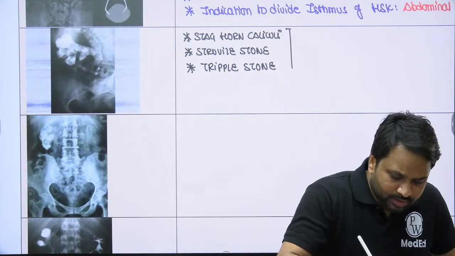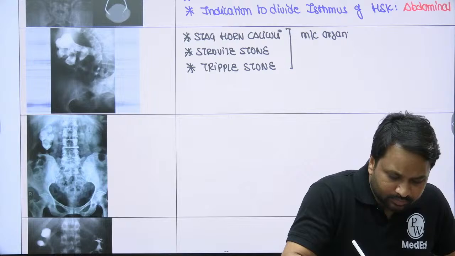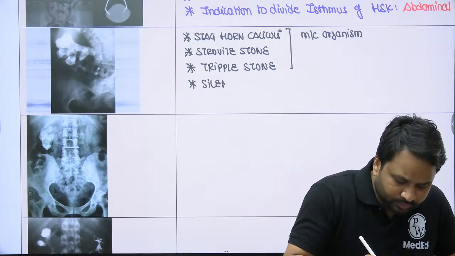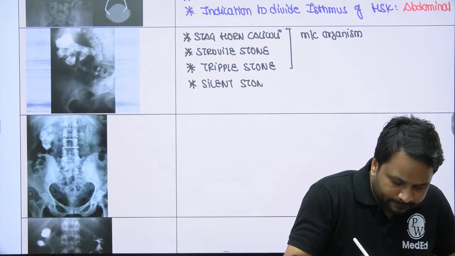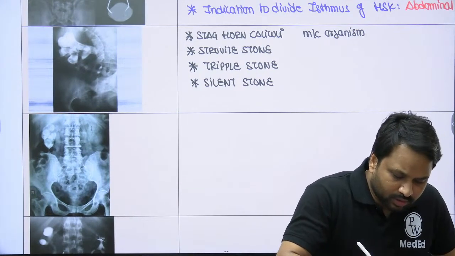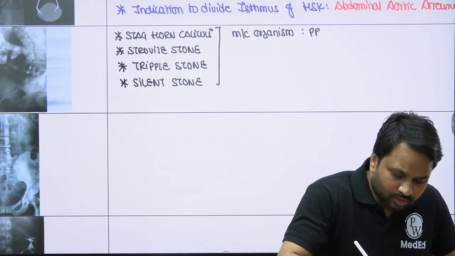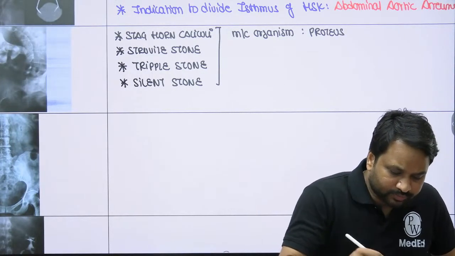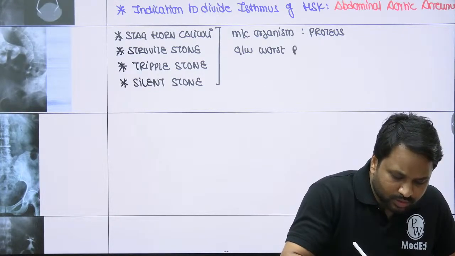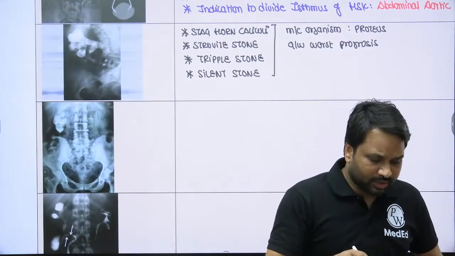So this is caused by infection, and it is also called the silent stone. Now, the most common organism responsible for creating this havoc is Proteus bacteria. This is associated with the worst prognosis among all the other stones.